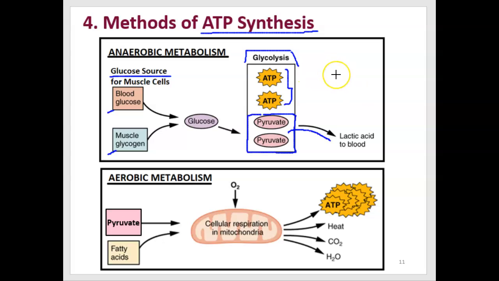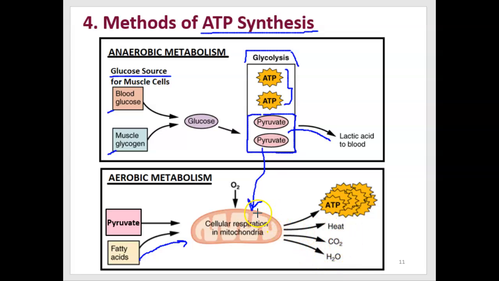So that's all without oxygen. If instead you want to make more ATP, you need oxygen. And what happens is the pyruvate goes into the mitochondria, or the skeletal muscle cells can start using fatty acids. And first, there's beta oxidation. That's probably not something that we need to review at this point.